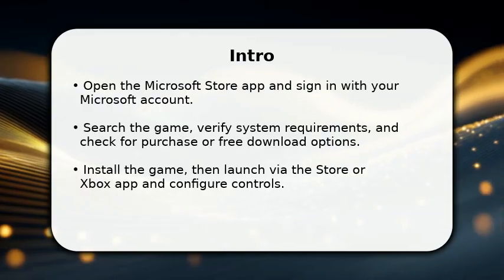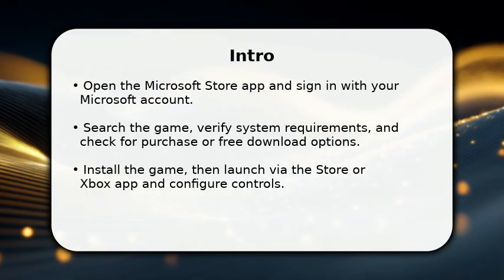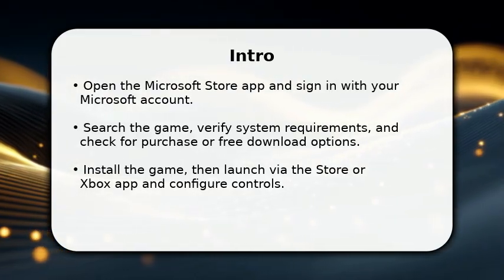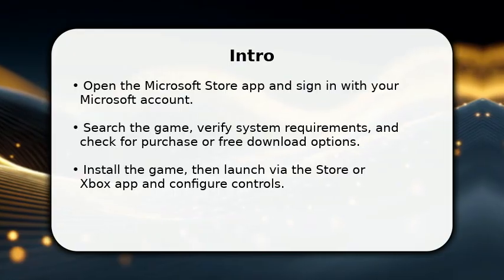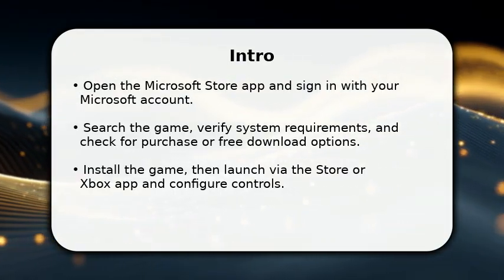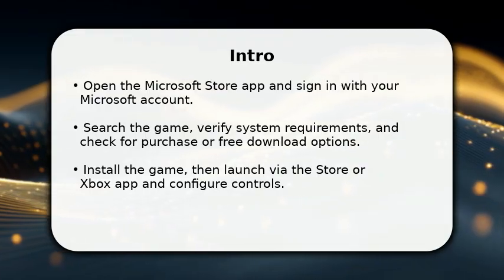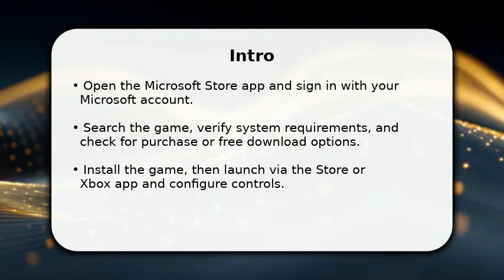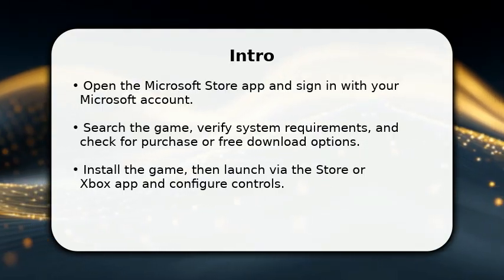In this video, I will show how to play games on the Microsoft Store. Open the Microsoft Store app, sign in with your Microsoft account, search the title, and check system requirements. Click Install or Buy, wait for download, then open the Xbox app if needed to manage updates and controllers.